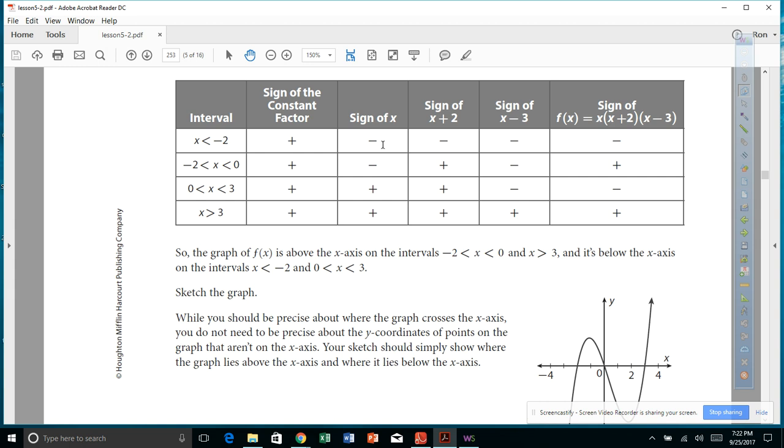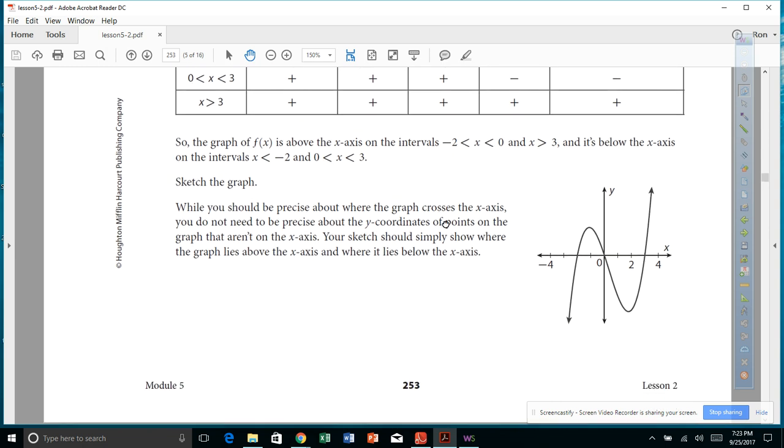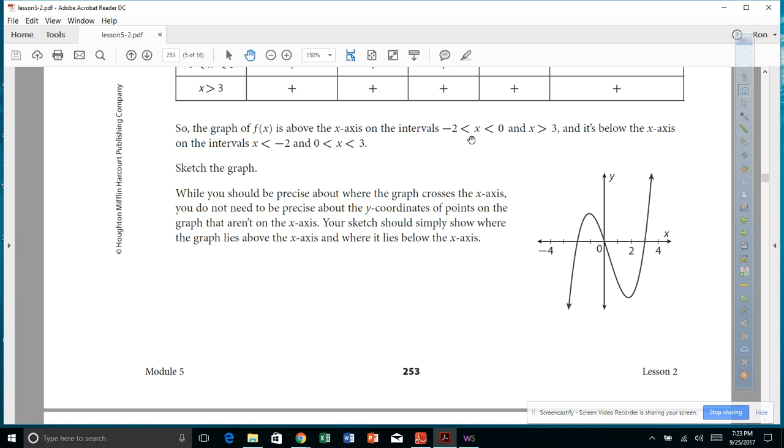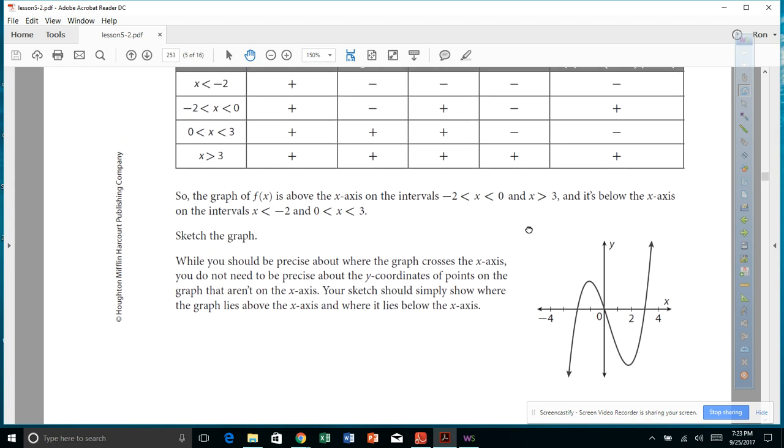Well, positive times negative, that's going to be negative, negative, negative, that's going to give you negative. Negative, positive, negative. Okay, positive, negative, that's going to give you negative. Positive, positive, positive, negative will give you negative. And then positive, positive, positive, positive gives you positive. So the graph of f of x is above the x-axis on the intervals negative 2 is less than x is less than 0, and x is greater than 3. And it is below the x-axis on the intervals x is less than negative 2, and 0 is less than x is less than 3.